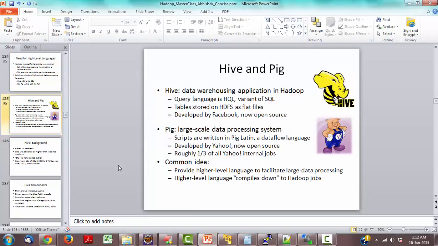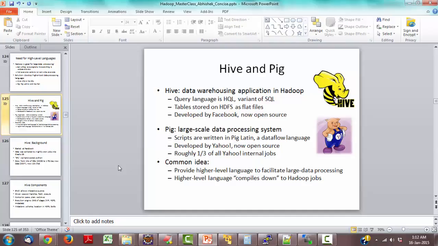A one minute detail on both of them. Hive is a data warehousing layer over Hadoop. What it means is that Hive is your structured data on Hadoop, in a way. The language is HQL, which is a variant of SQL, so it's very similar to SQL. You create tables in Hive, and that data is stored in HDFS as flat files. Hive was developed by Facebook, and it's open source now. There are various releases, with new features being added with every release.